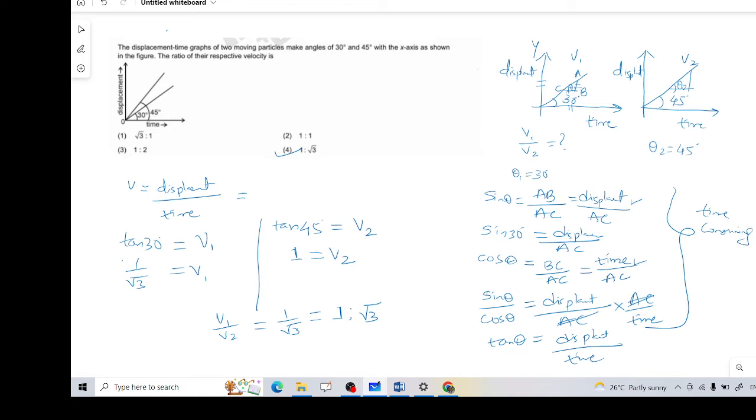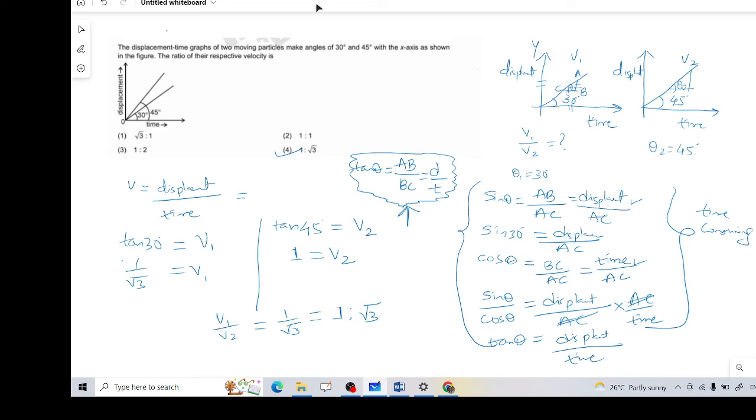If you are good at solving such type of problems, then you can directly take tan theta is equal to opposite side divided by adjacent side, that is AB by BC. So this AB is nothing but displacement and BC is nothing but time. So we can directly calculate with the help of this tan theta. See, we are solving NEET problems, so instead of doing all these things, we can directly use this formula.